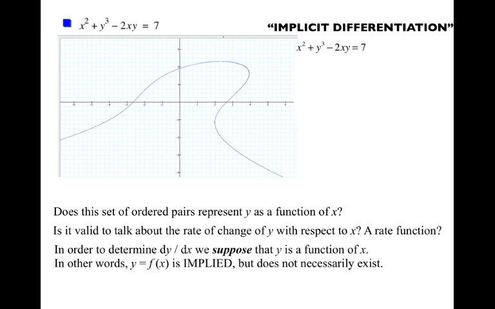I've got this equation. And rather than it being y as a function of x, we're just going to imagine that y is a function of x. So the fact that y is a function of x is implied, although it's not really real. But we're just going to suppose that it is. So anywhere there's a y, we have this imaginary function of x. And now we're going to take the derivative with respect to x. So I'm going to differentiate the left side with respect to x, and I'm going to differentiate the right side with respect to x.